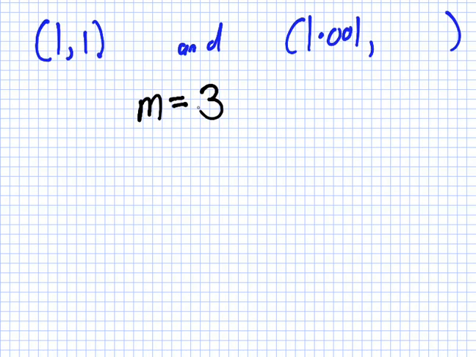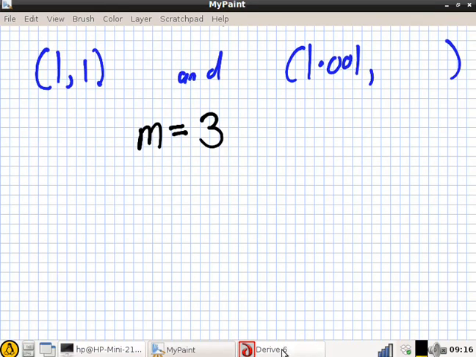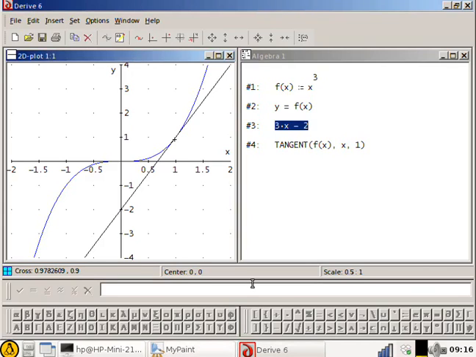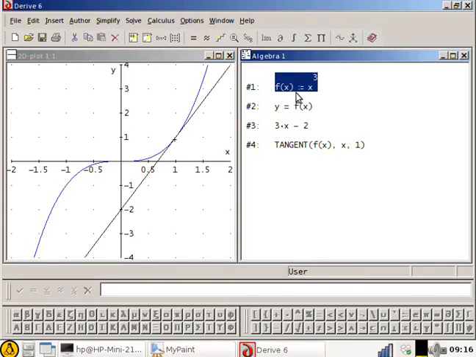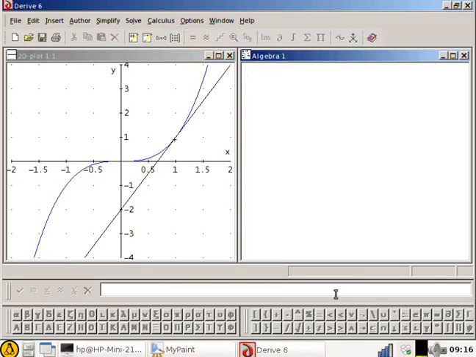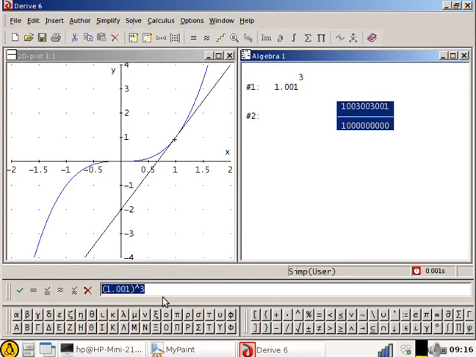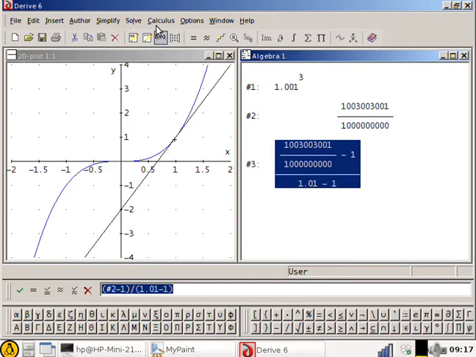Actually, yeah, well the calculator's saying it's 3. I'm saying it's not exactly 3. Let's calculate it here. Okay. So we have 1.001 cubed. Okay. So our formula is 1.01 minus 1, that's what you should have, and then 1.01 cubed minus 1.